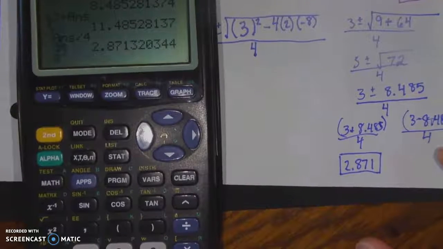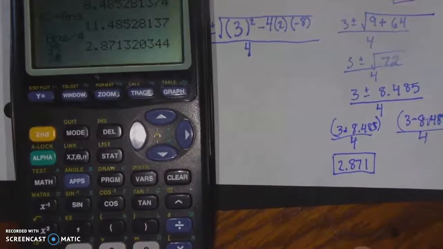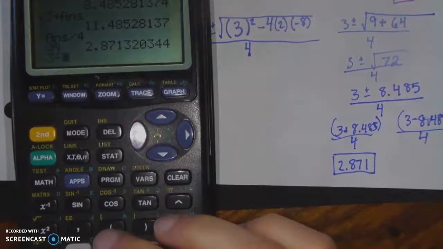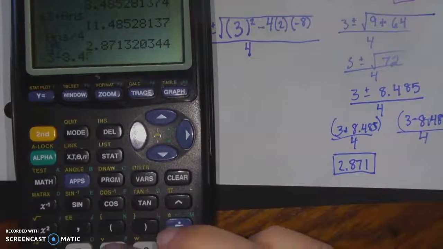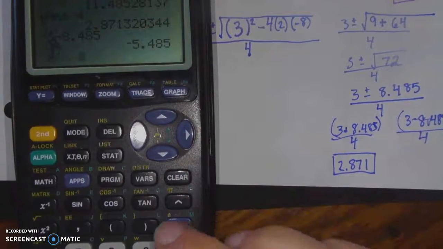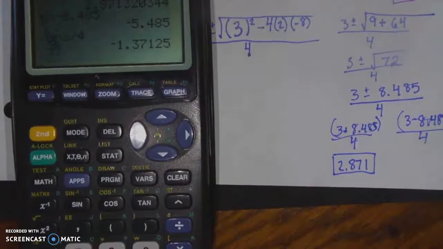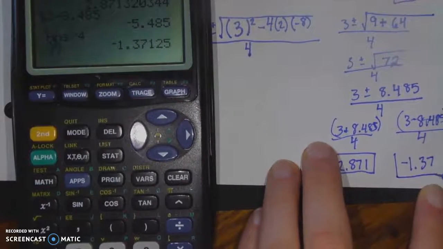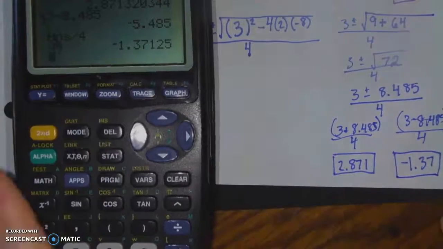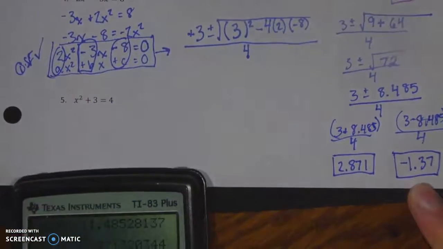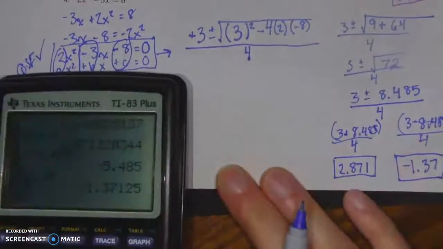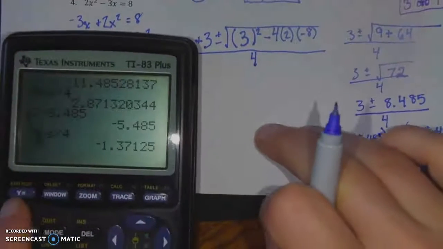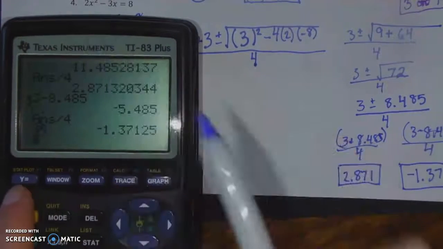I know this is getting a little bit messy, sorry about that. So I'm going to do 3 minus 8.485, there we go. Divide that answer by 4, and I end up with a negative 1.37. Okay, I am going to quickly check these answers by putting them into my original formula. And in this case, I'm going to want them very close to the value of 8.